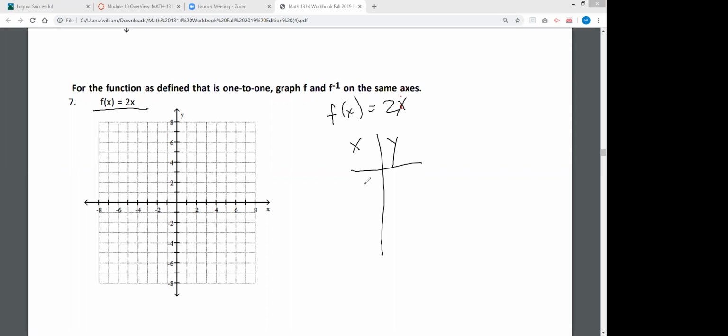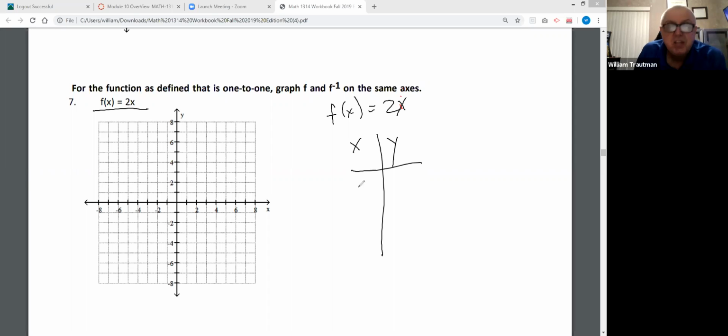Anybody? 1. No! I thought we learned already. You can use 1, by the way. The first one I would always do is plug in 0. Here's our function again, 2 times x. If I plug 0 into there, oops, I got rid of it. I did that again. I pushed the wrong button.